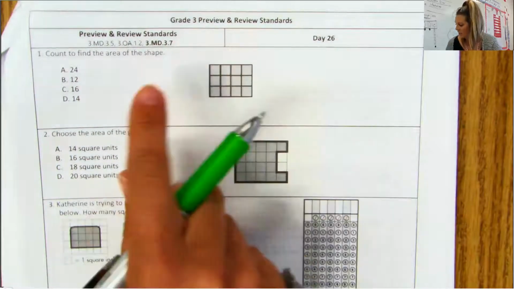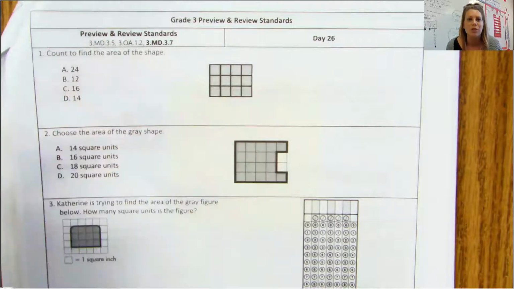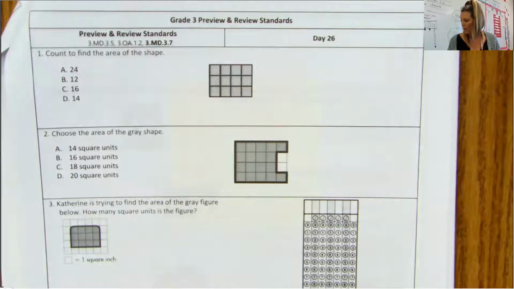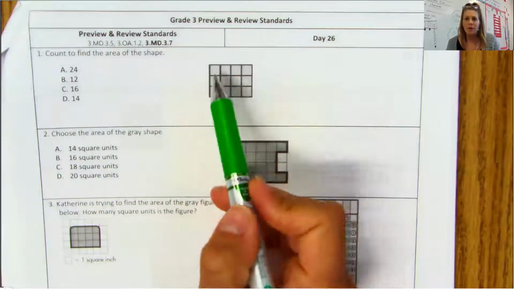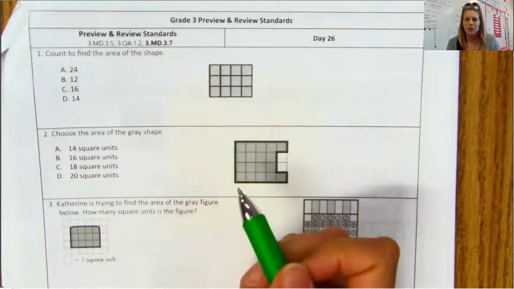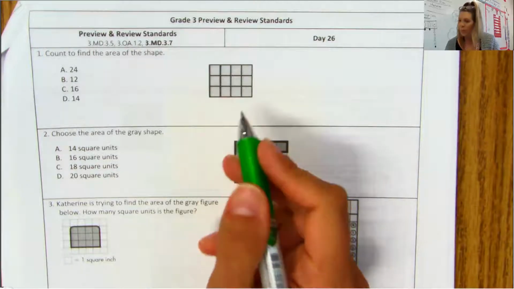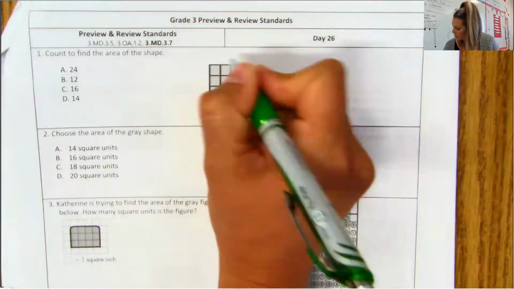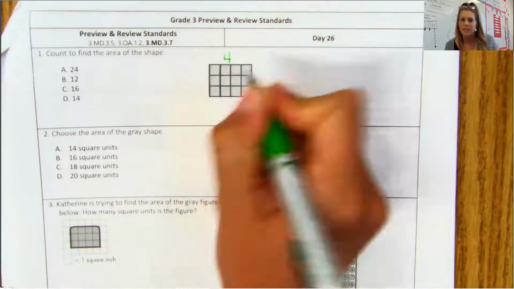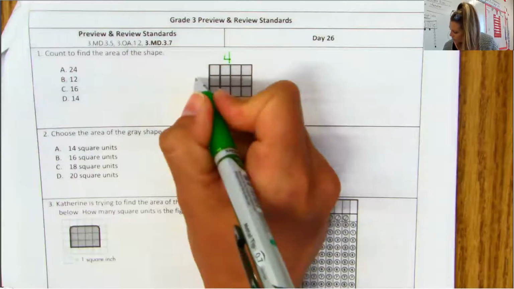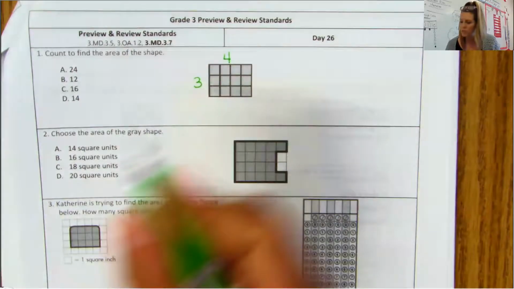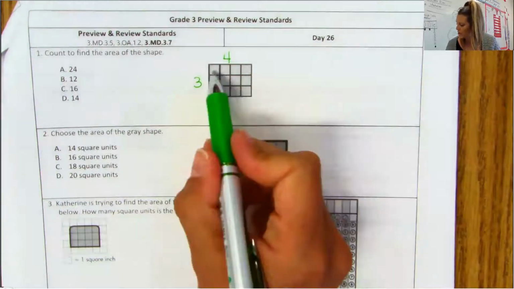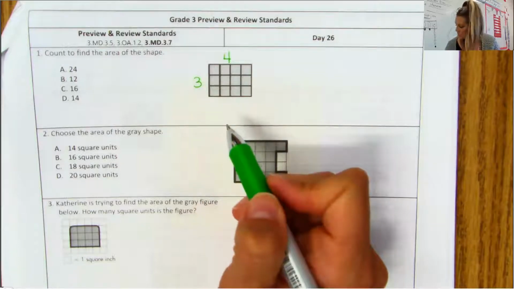Let's get it started. Count to find the area of the shape. You should be pros at this by now. Go ahead and bubble in your answer. Okay, so by now we can come up with 2 different strategies to find the area. We can count all of them, or we know when we do area, we do length times width. So we've got 4 blocks on top and 3 going down. So when we multiply 4 times 3, or if we count all of them, we should get 12.